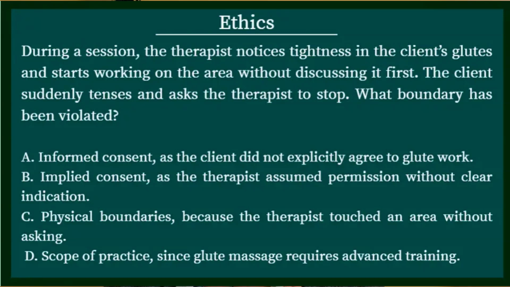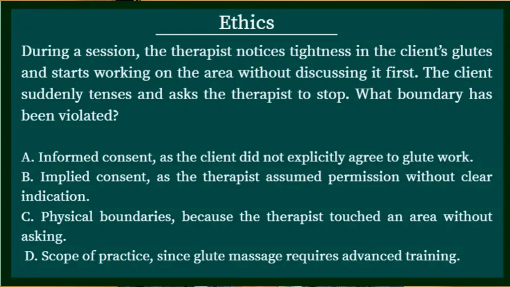B, implied consent. Is that a boundary that's been violated? As the therapist assumed permission without clear indication. The therapist did assume permission without clear indication, but it isn't the best possible answer. It isn't a better answer than informed consent as a violation. So they didn't violate implied consent. They just didn't get implied consent.